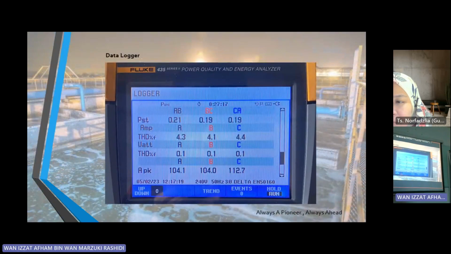For the data logger, sometimes when we do the Clemon ultrasonic flow measurement, they or other companies will plug a power quality and energy analyzer into the power that runs through the pump, and then we can compare the data here during the flow measurement calculation. This is what the new data output looks like.